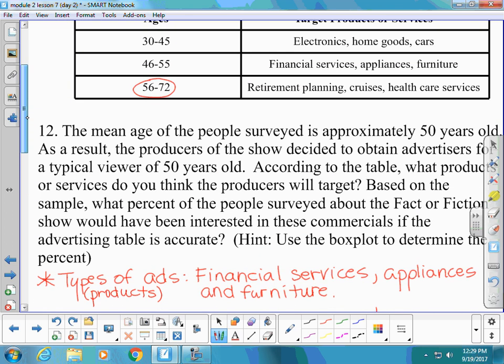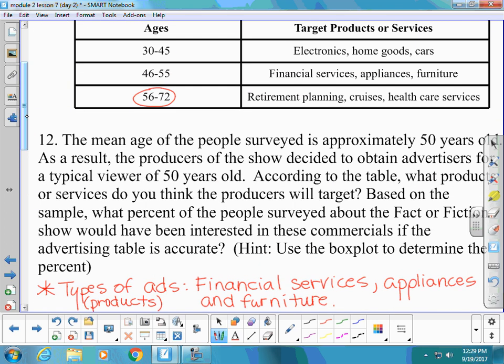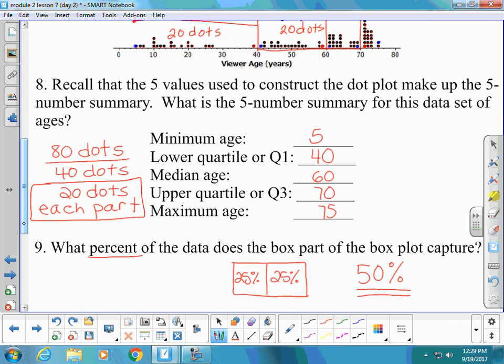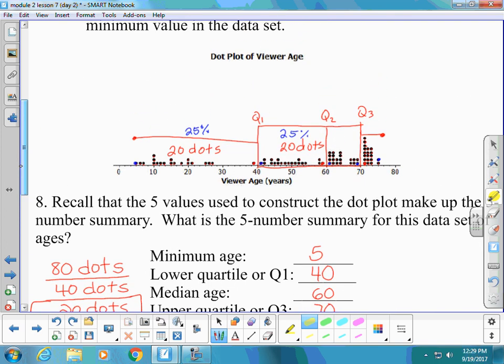Well, the 60-year-old falls in place of the 56 to 72-year-olds who are interested in retirement planning. So let's go see where 56 to 72-year-olds fall on that box plot. 56 to 72-year-olds are interested in those items. They actually fall all the way from here to here. Okay, 56-year-olds are in this box, all the way through 72-year-olds are outside of the box.